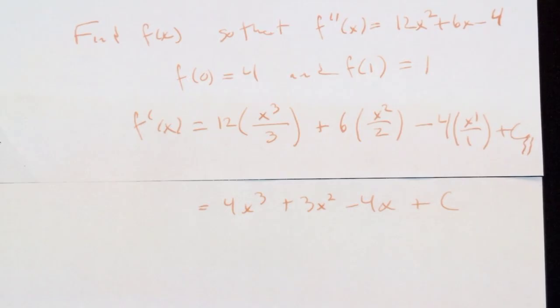I cannot figure out what this C is at this point in time because none of my conditions are about f prime. I know it's a number. I have no idea what number it is. And I can't solve for it yet. I need to get to f. So do me an antiderivative one more time.